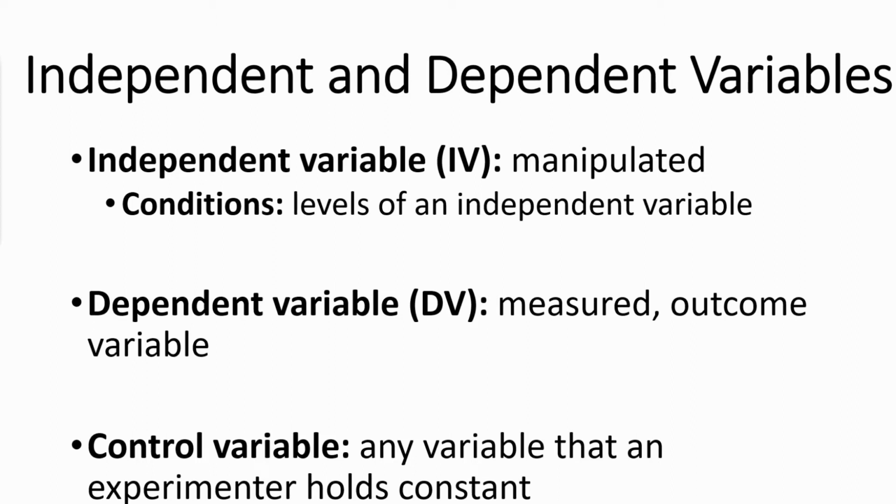Now, if you remember back to when we first defined a variable, you might realize that a control variable is actually a misnomer, because variable means something that is changing, something that has multiple levels. But a control variable is something that is being held constant. So despite this term being poorly named, you might still see it.